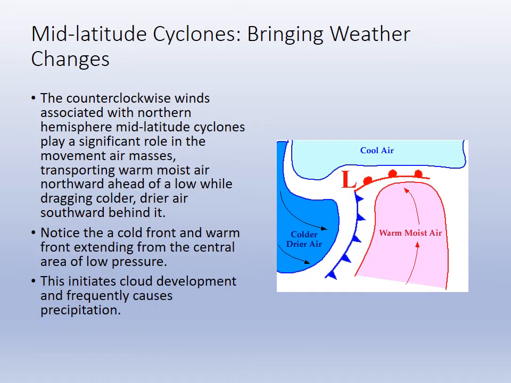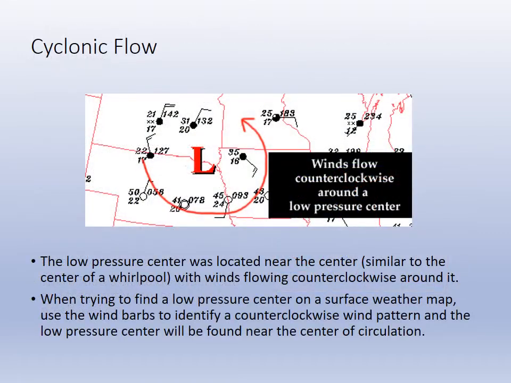So your mid-latitude cyclone is the weather maker. Again, this image just shows you with map symbols how it works. Remember, the westerlies are moving this system, so it would move across the United States out to sea and fizzle out. Cyclonic flow, just a reminder, is counterclockwise around a low.